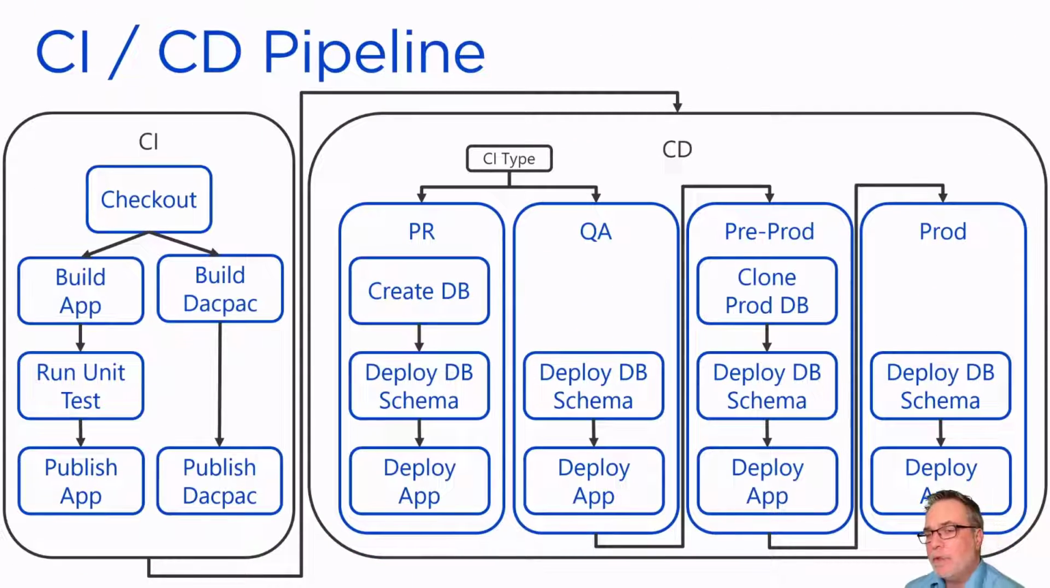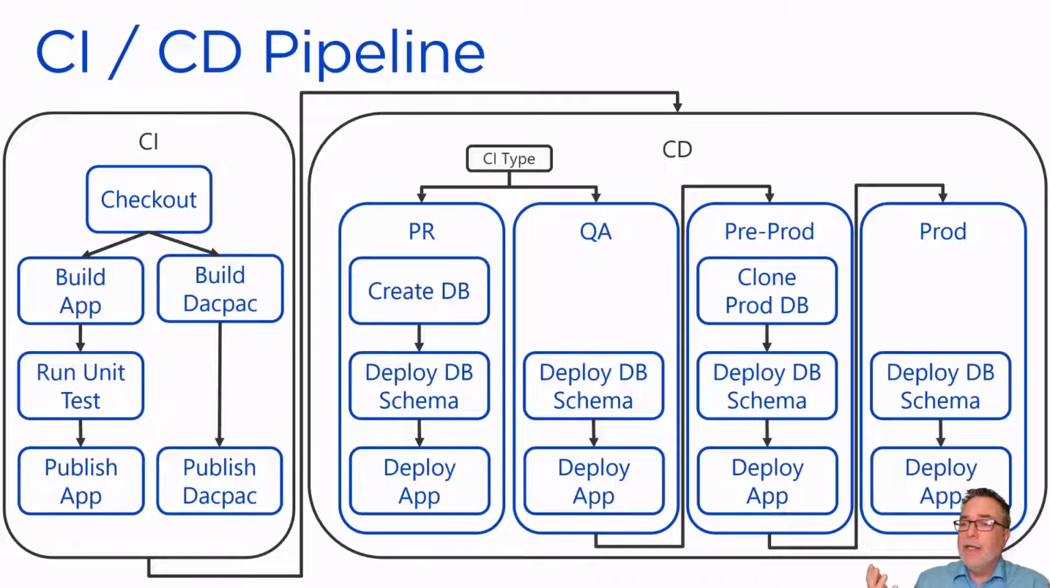Okay, so how do our CI/CD pipelines look like? Well, the CI is producing the artifacts, the application, as well as the DACPAC, and the CD pipeline is just deploying it to multiple stages. What we can see here, usually we have a fork in our continuous deployment pipeline where we separate pull request deployment versus the production deployment.